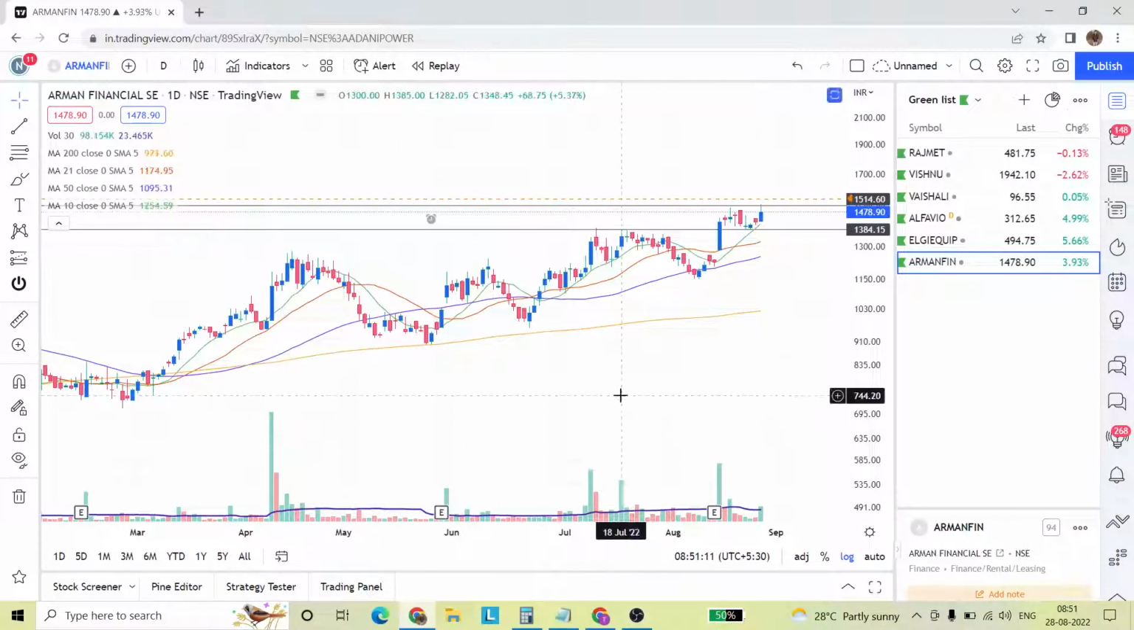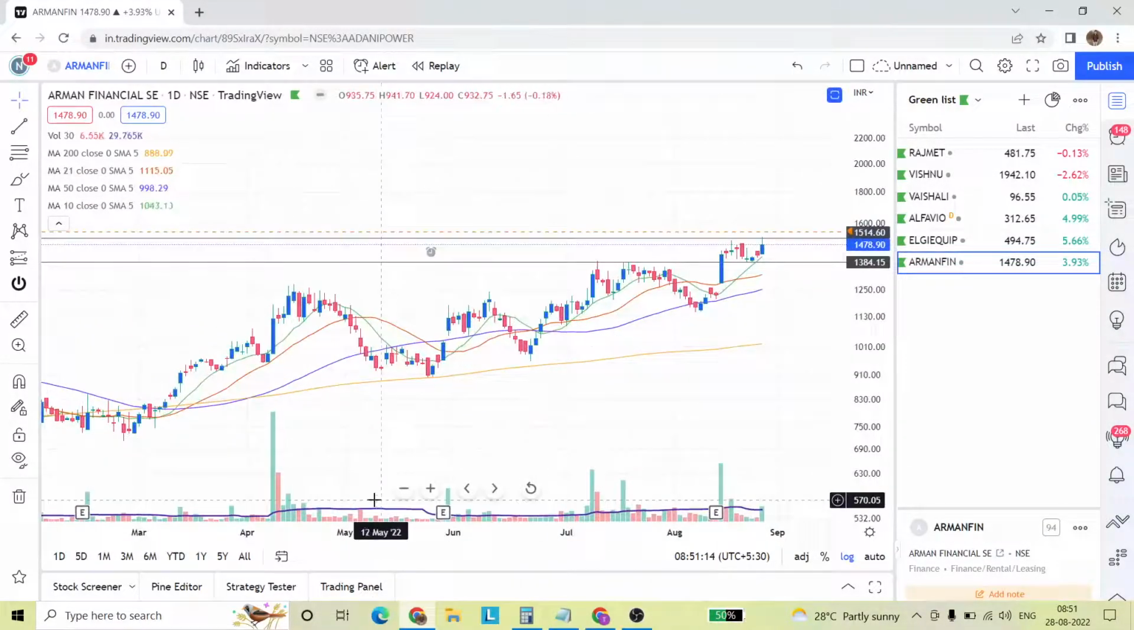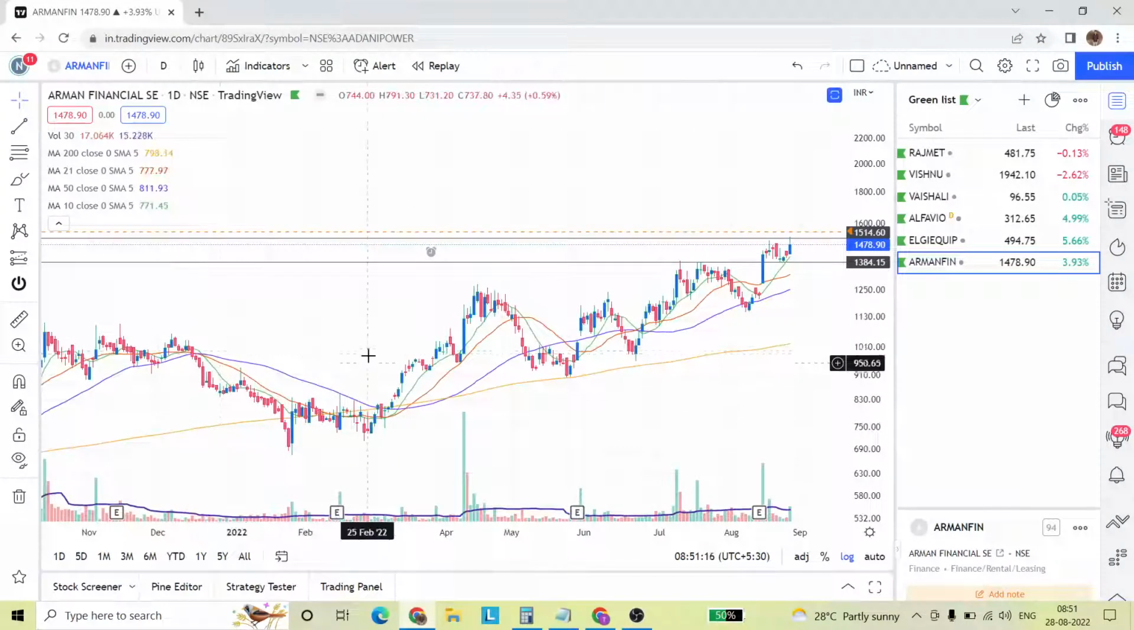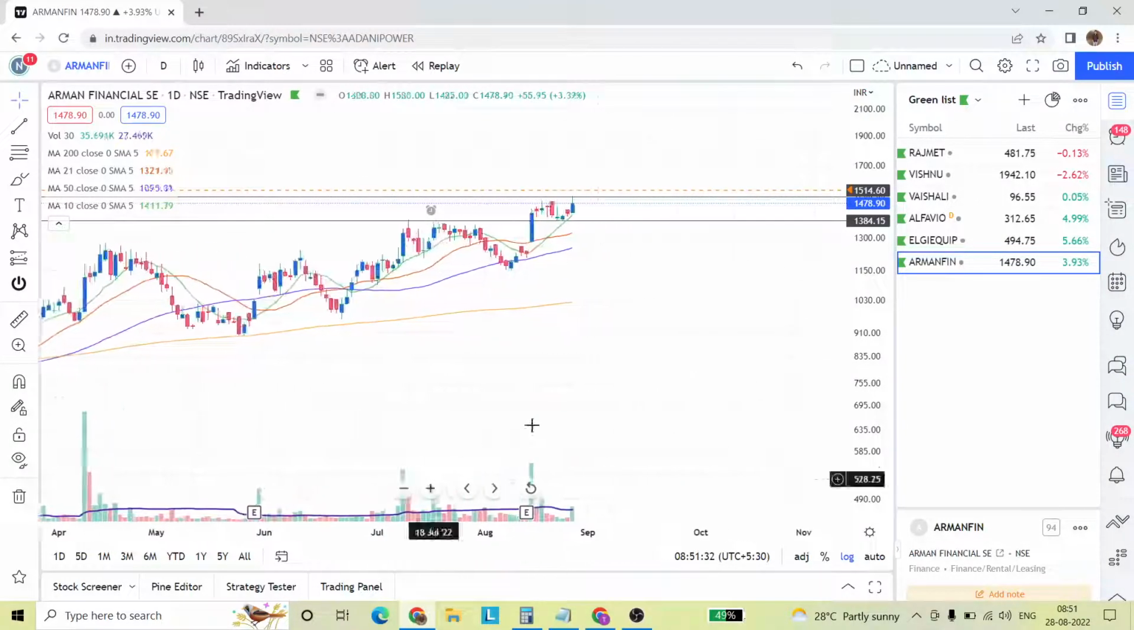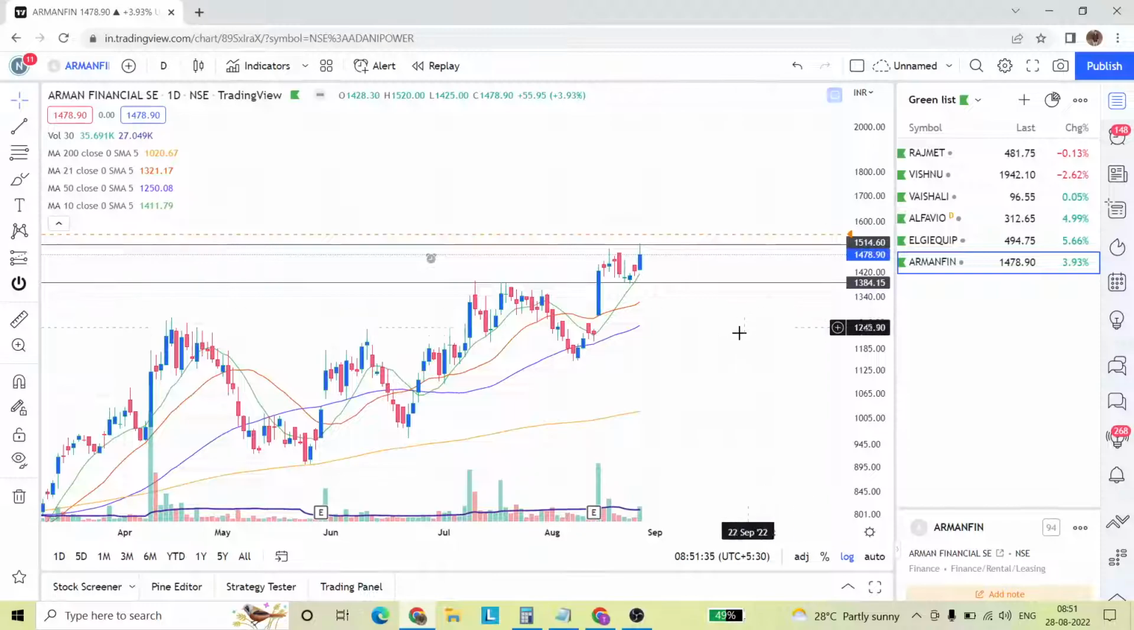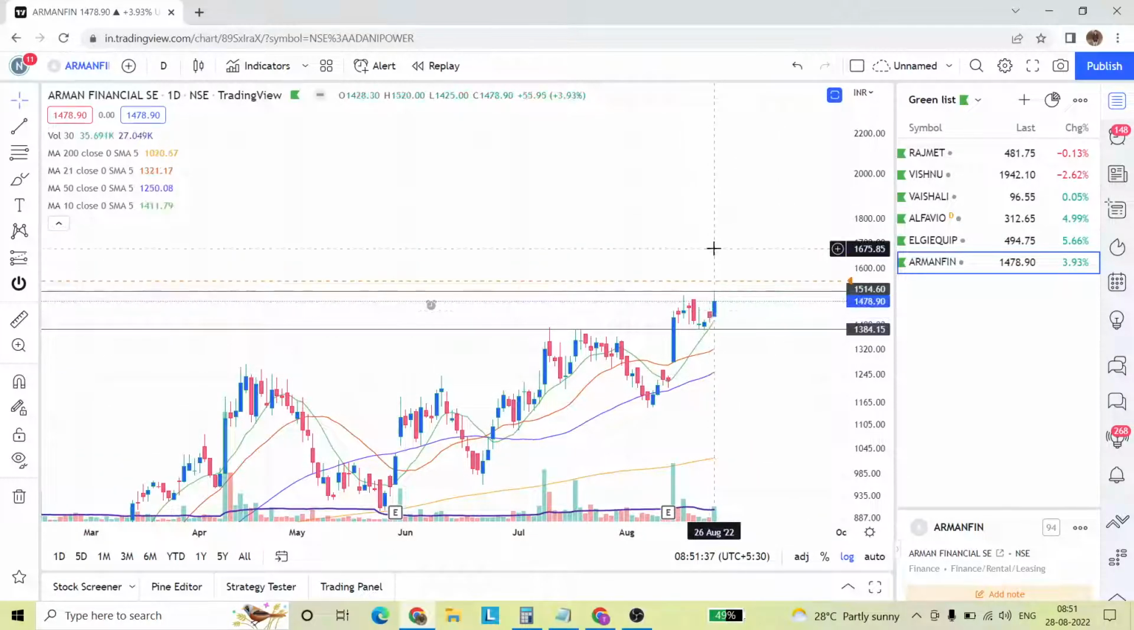This is Arman Financial. Again, same thing. It's a big base, second contraction smaller, third contraction even smaller, and a fourth contraction even smaller, with no volume, indicating there is no supply at this point. It tried to move up, it broke out, I took an entry. Now I'll be adding if I'm correct.